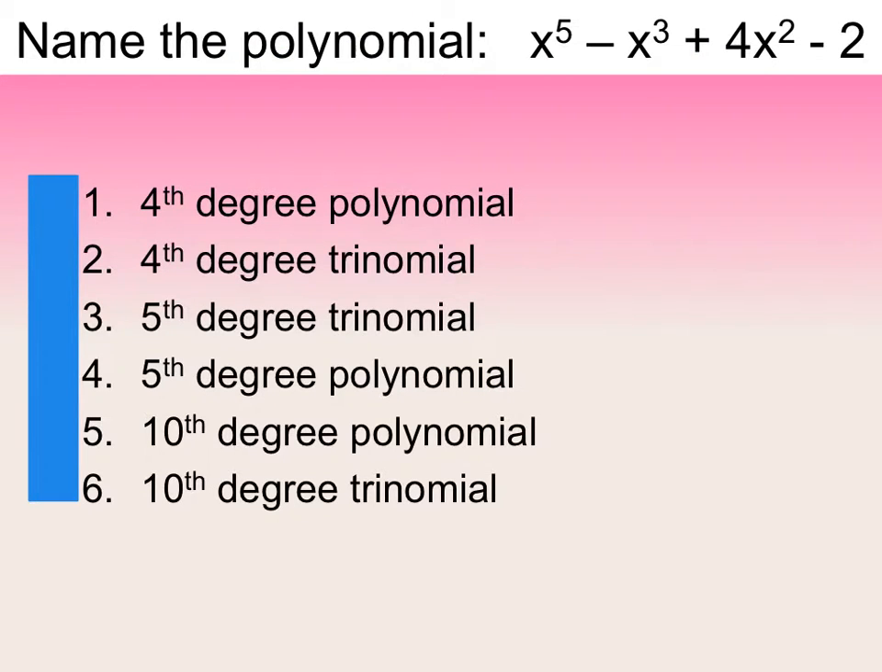So go ahead and see if you can pick the correct answer for this one, and then press play when you're ready to check what you get. Okay, so this should have been a 5th degree polynomial. You would look at how many parts it has, and there's 1, 2, 3, 4 different parts, and anything beyond 3 parts, which is a trinomial, is just called a polynomial. And then the highest degree here is the 5th, so it's a 5th degree polynomial.